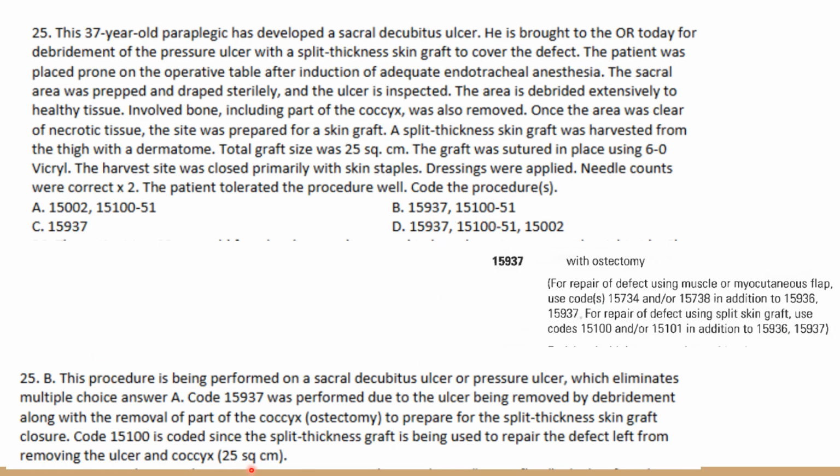And here I have given the explanation for the rationale for the answer. And if you see the code 15937, below that also there is a note that for repair of the defect using the flap we have to use this code, but here it is a graft, and for the graft repair of the defect using the split thickness graft, use the code 15100, 15101 in addition to. So whenever I am writing this code, I will have to write this code if the split thickness graft is done, and this is an additional procedure, so we will put a modifier 51 here.